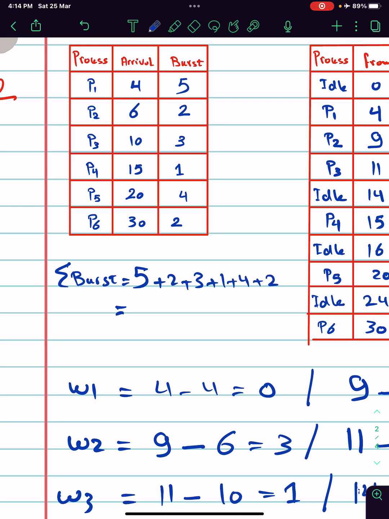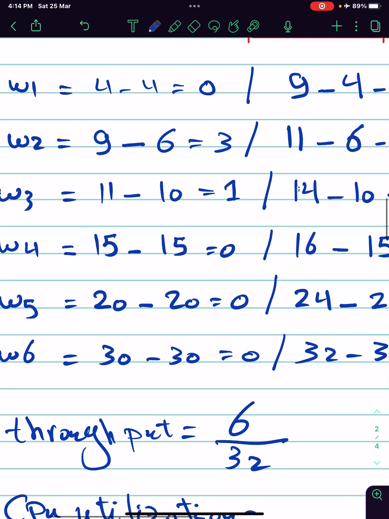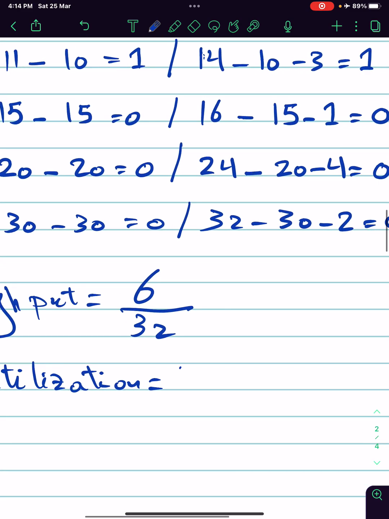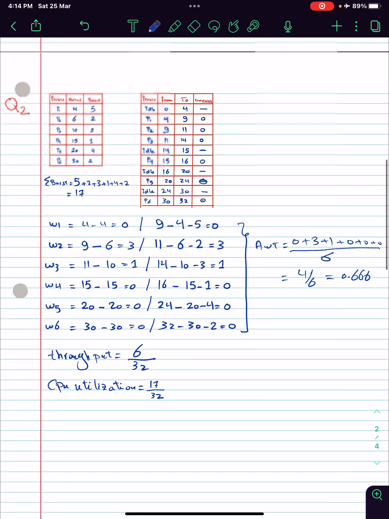That would give you 10, and then 11, 17, which means that the CPU utilization is 17 divided by the total time, which is 32. I hope this is clear, and in the next video I'm going to be solving shortest job first.